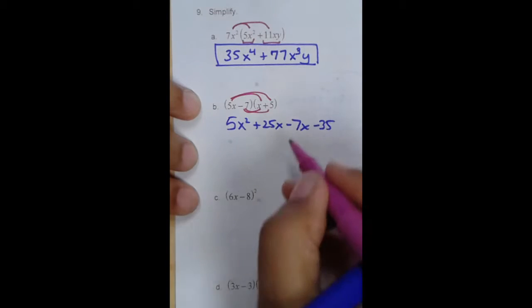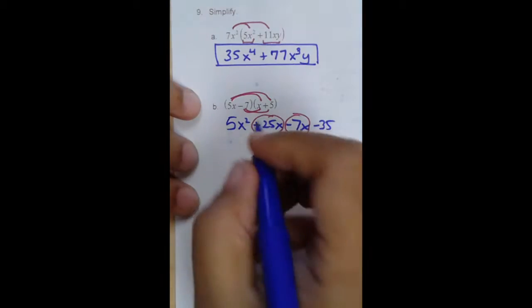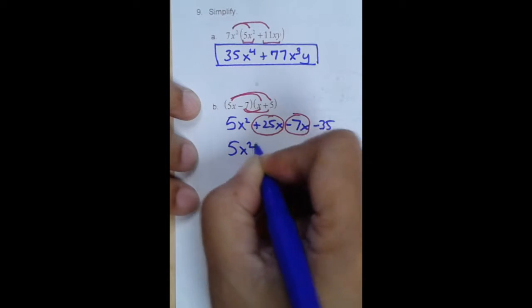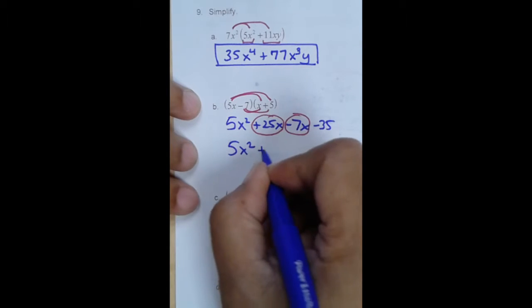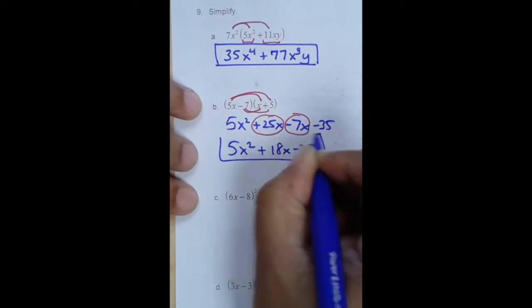Look for your like terms, which we have a negative 7x and a positive 25x. So leave the 5x squared here. 25 minus 7 gets you a total of 18x minus the 35.